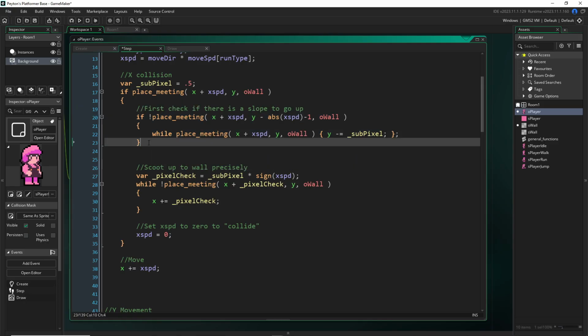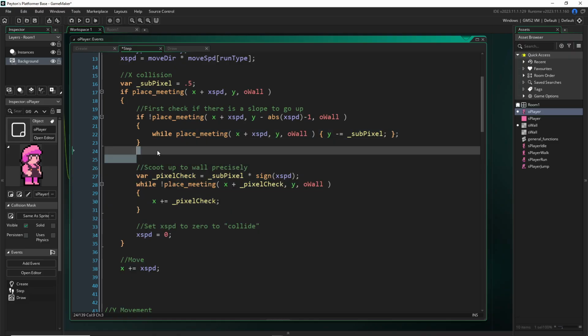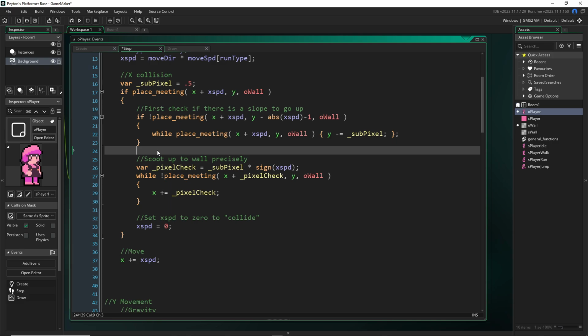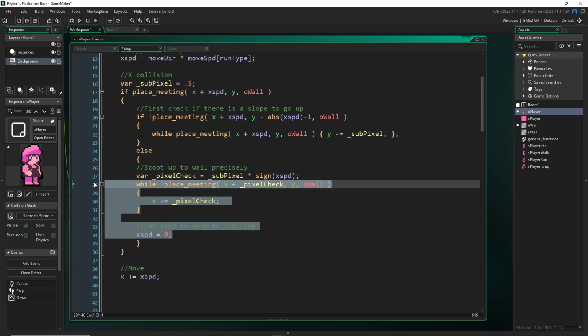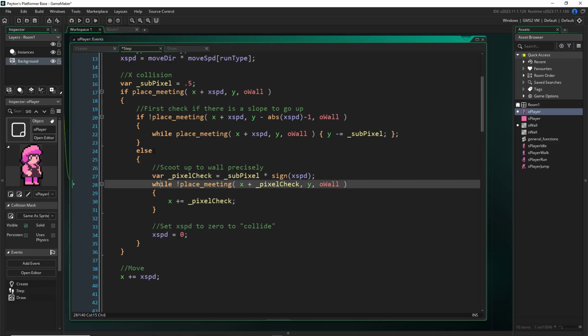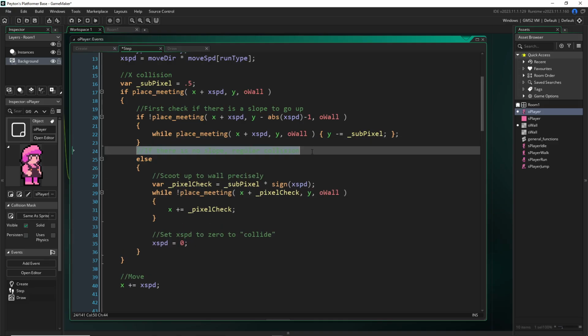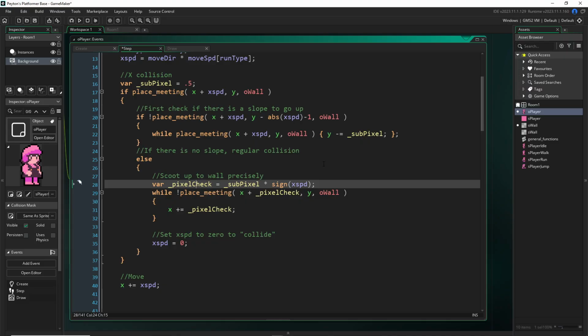And if there is a slope to go up and we've decided to go up it, then that basically just means this piece of the code isn't necessary because we're not running into a flat wall anymore. So we can just add this here. We can say else and then put brackets around our precise check and setting our x speed to 0. And then we can just add this comment here: if there is no slope, regular collision. So let's check this out.